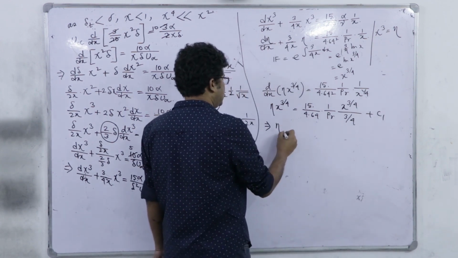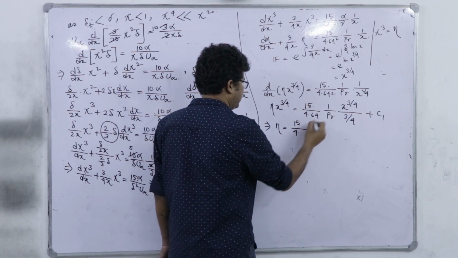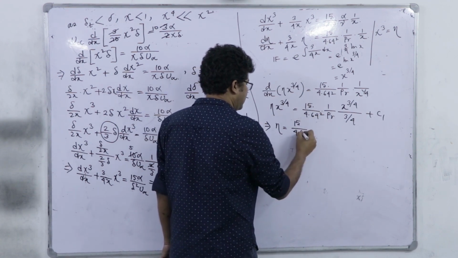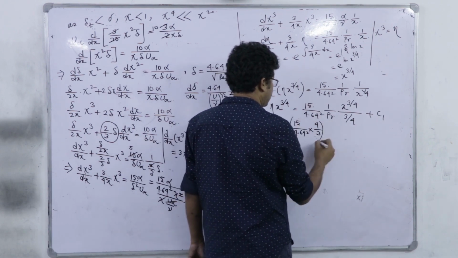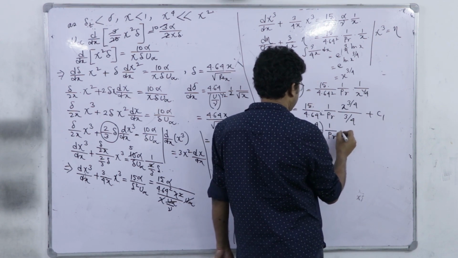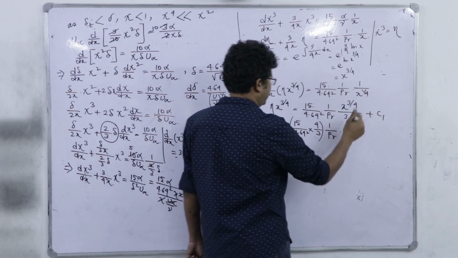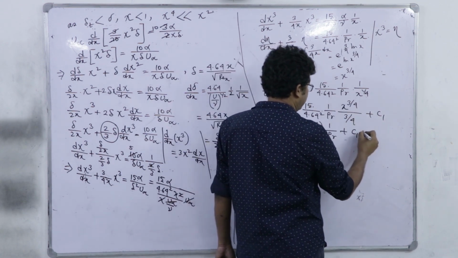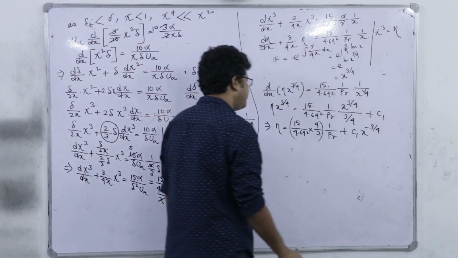So, eta, which is 15 by 4.64 square into 4 by 3 into 1 by Prandtl number, then x to the power 3 by 4 cancels out, and C1 into x to the power minus 3 by 4, right.